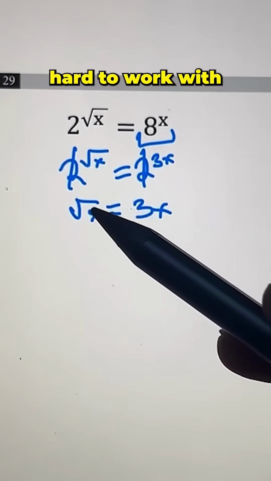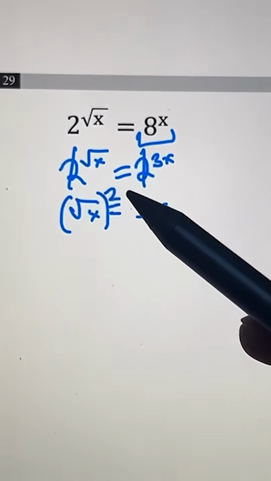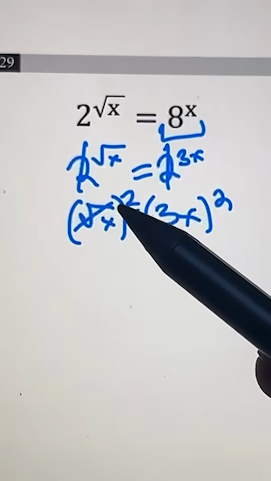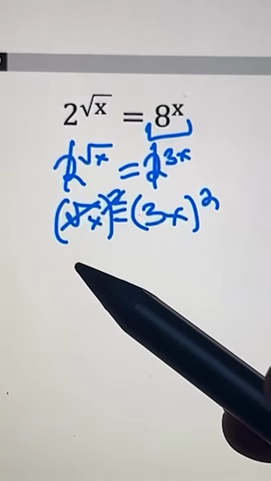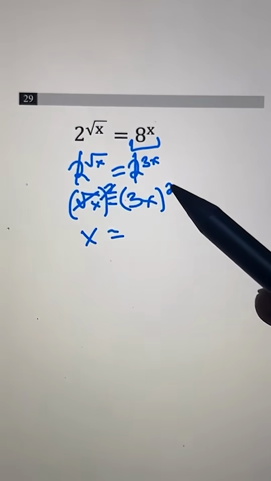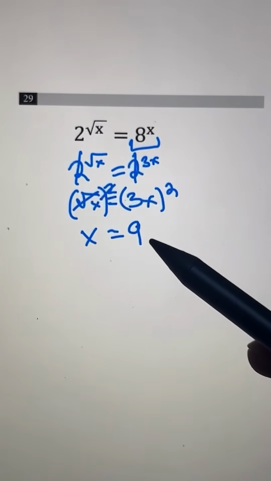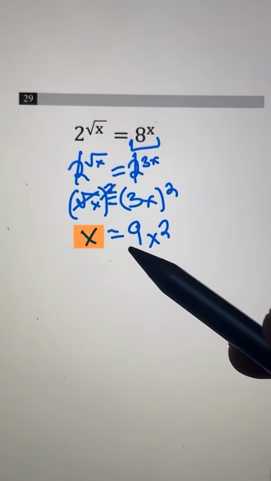However, square roots are hard to work with. So now I'm just going to square both sides so that I can get rid of it. The root sign and the second exponent cancel each other out. So on this side we have x, and over here 3x squared is just going to be 3 times 3, that's 9. X squared is going to be x squared. So we have x is equal to 9x squared.